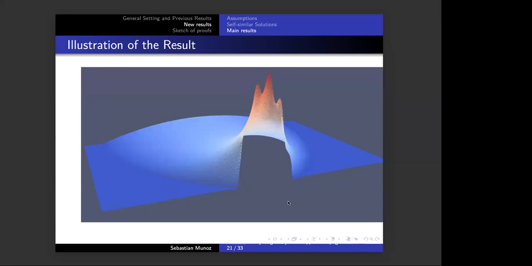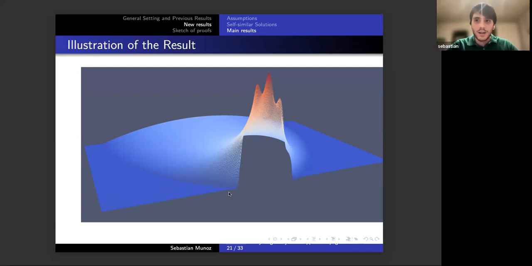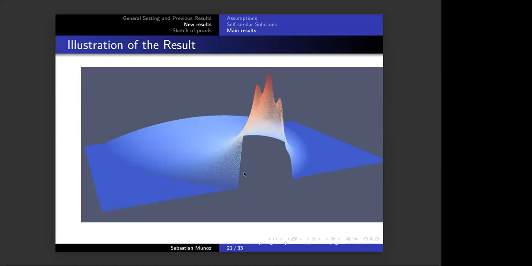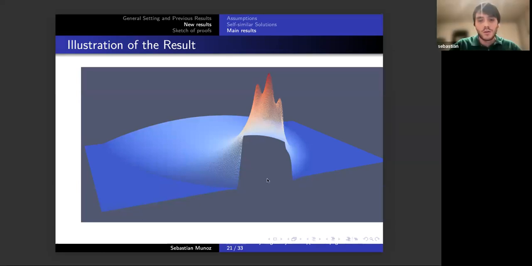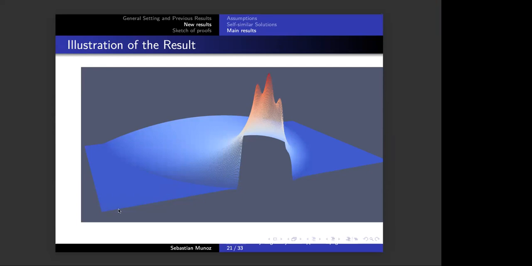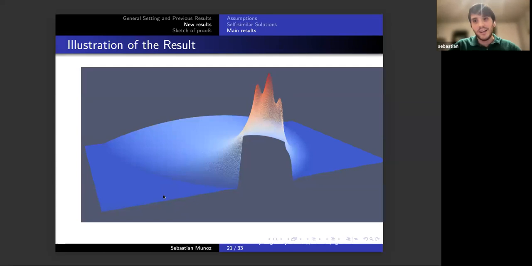So here, what are the axes here? I'm not understanding the picture well. So, where is the initial data here? The initial data is, I'm not sure how to explain this, but you see the red part. That is the initial data. So, what is time? It's horizontally. It is space. And towards the screen, it will be time.